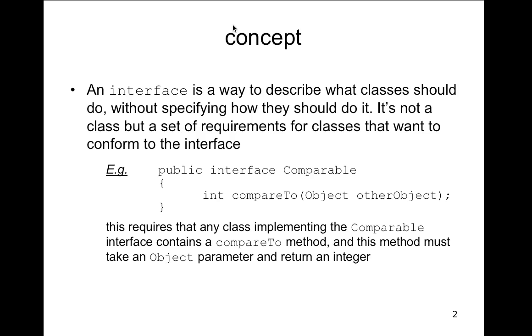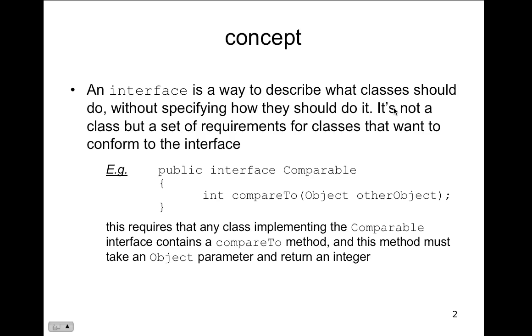So what do I mean by interface? An interface is a way of describing what a class should do. It's not like an abstract class. Abstract classes are inherited. One abstract class we saw was person. We inherited an instructor and an employee from that. An interface is done a little bit differently for a different purpose. Without specifying how you should do it, it's not a class, it's an interface. It's defined as an interface.